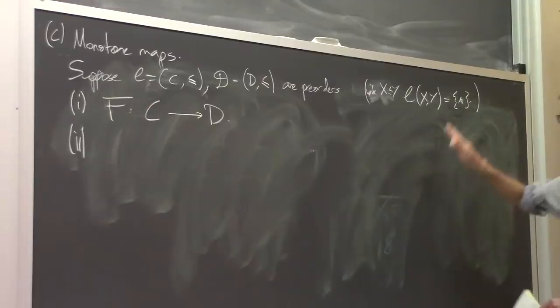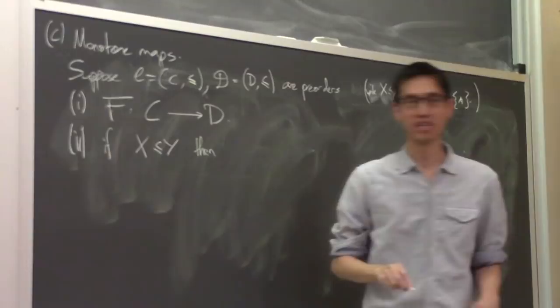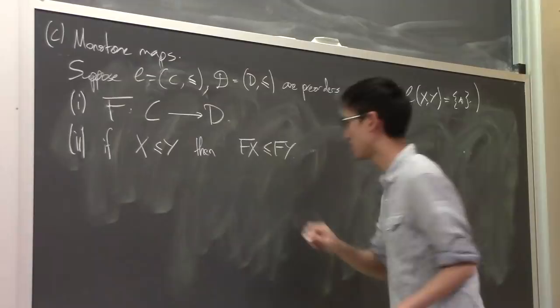In particular, 2 turns out to be the constraint that says that if this Homset has an element, then the corresponding Homset from D has to have an element. So the corresponding Homset for D has an element, we write that F of X is less than F of Y. Or I might write C and D as subscripts.